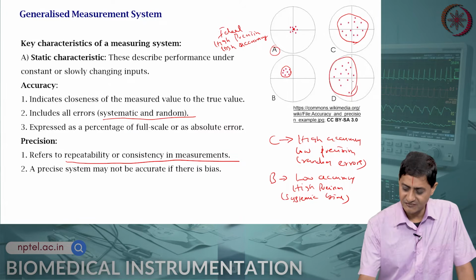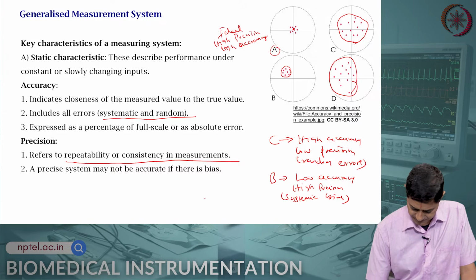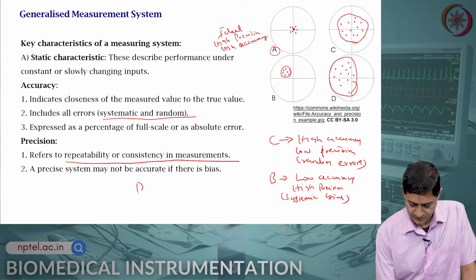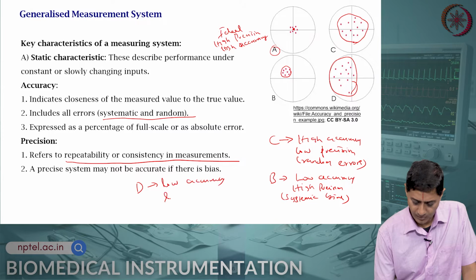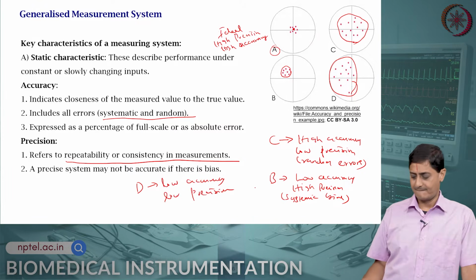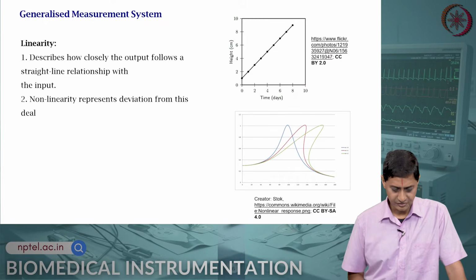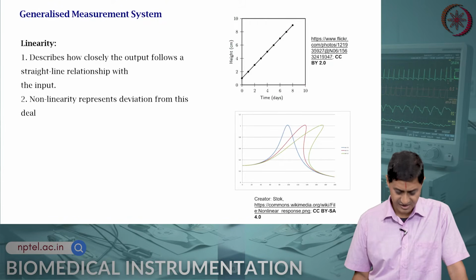D refers to a situation in which there is low precision and low accuracy, which is the worst possible situation. Something to keep in mind. What are the various considerations?